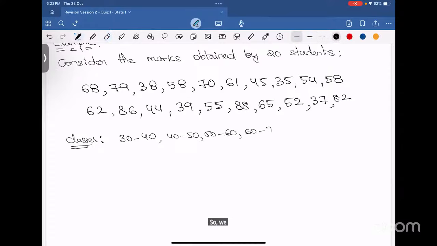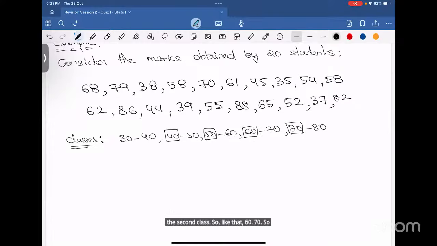So we divide, and there is 70 to 80 also, right? So we divide this whole data set into 5 different classes. The first class is 30 to 40, second class is 40 to 50, 50 to 60, 60 to 70, 70 to 80. But at the end points you see, right? So this 40, 50, 60, 70. This 40 will fall in this class, not in the first class. Even 50 falls in the third class, not in the second class. Like that, 60, 70.